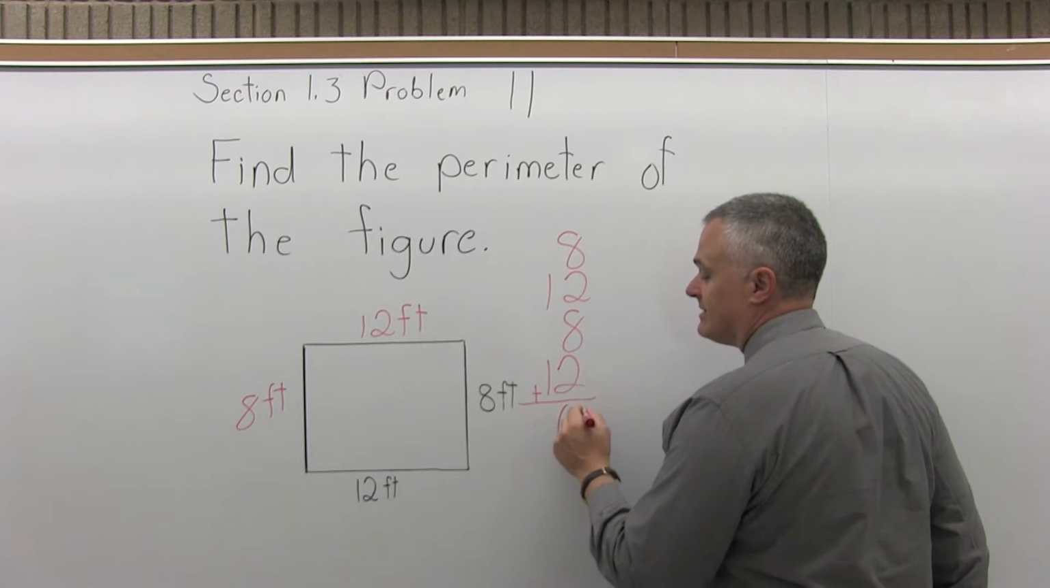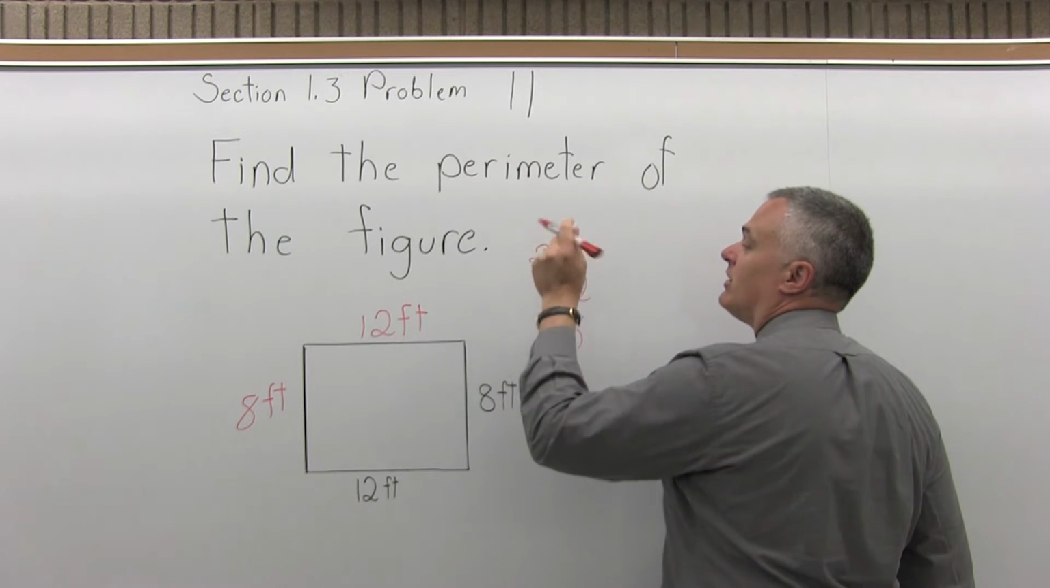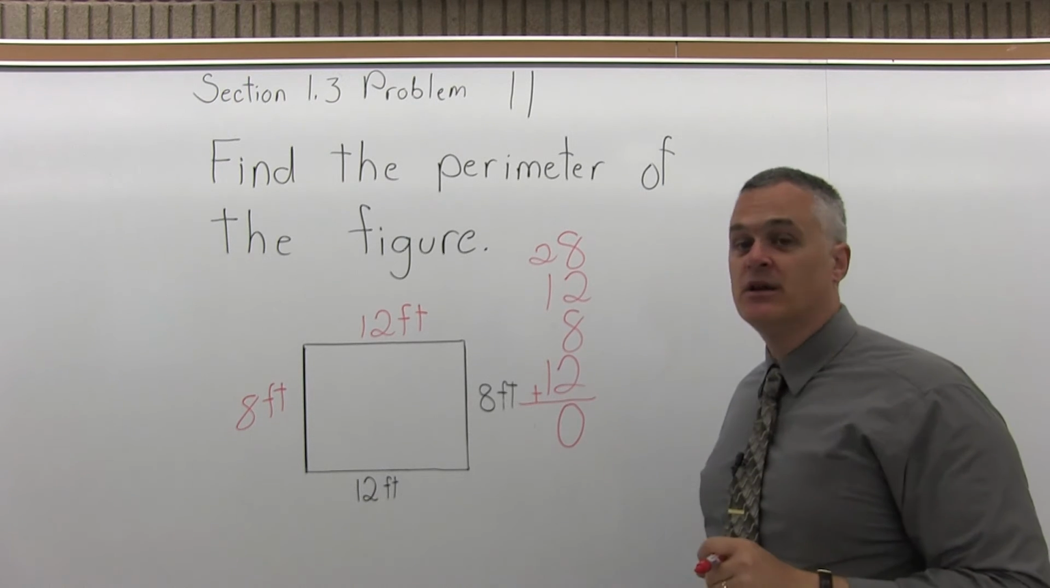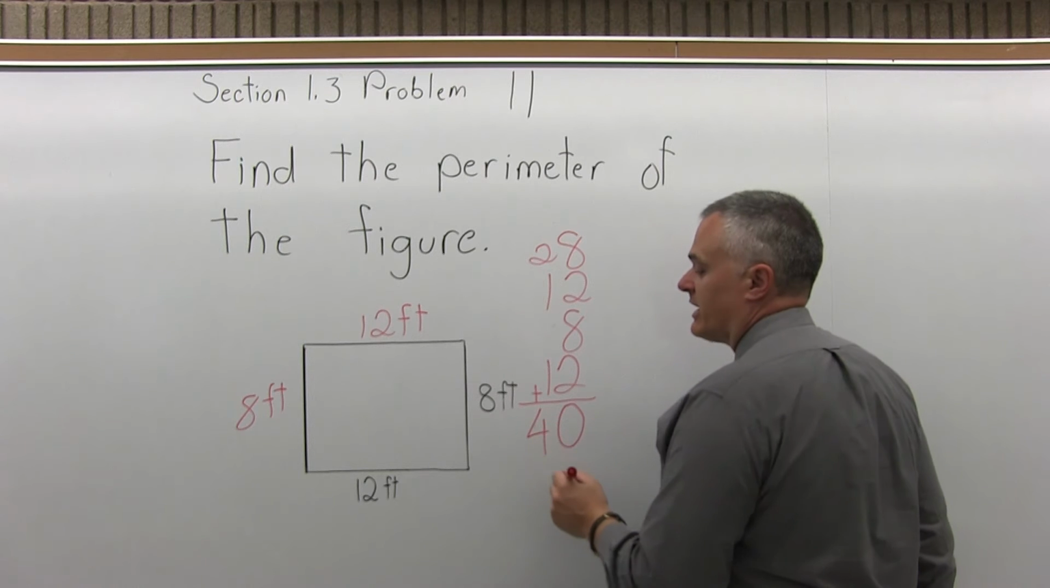So I'll write the 0 from the 20 and carry the 2 to the top of the next column and add 2 plus 1 plus 1. So 2 plus 1 is 3. 3 plus another 1 is 4. So I get an answer of 40.